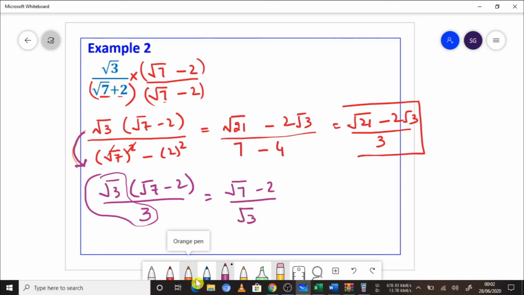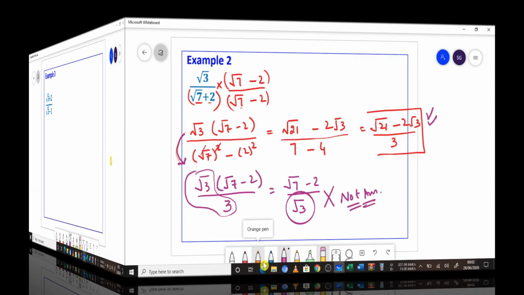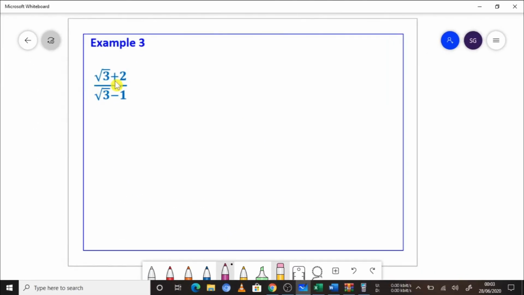Our purpose of rationalization is getting rid of these incomplete squares. Root of 3 is definitely an irrational number, and our job won't be done. So this is not our answer. We want our answer to have a rational denominator. Hence, this is not our answer. This is the preferred answer. So in example 3, we have square root of 3 plus 2.